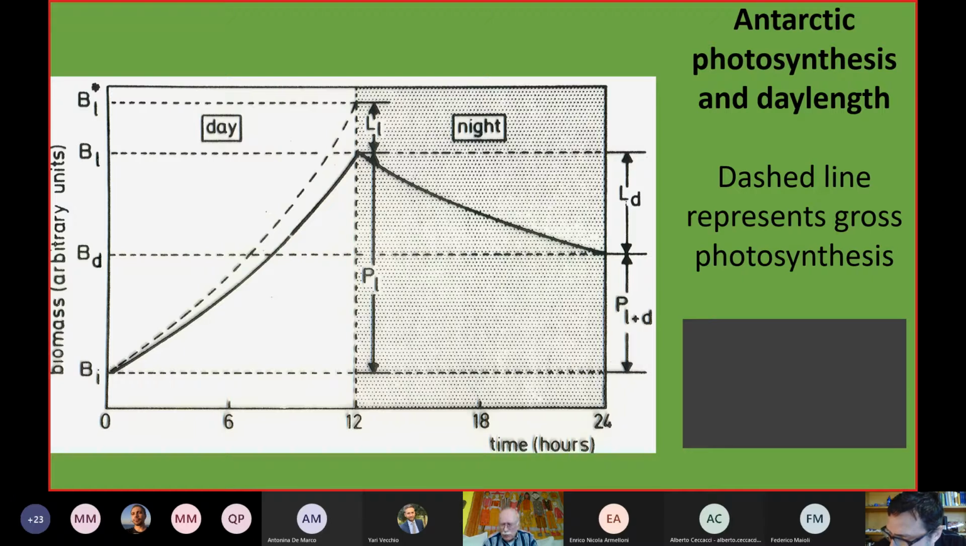Yes, but what is important is actually the phytoplankton in the Antarctic and Arctic survives the months of darkness only because there is such low temperature, because the respiration losses are minimal. Otherwise, there would have been no algae left to start the cycle in spring. Is that clear? Yes. Okay.